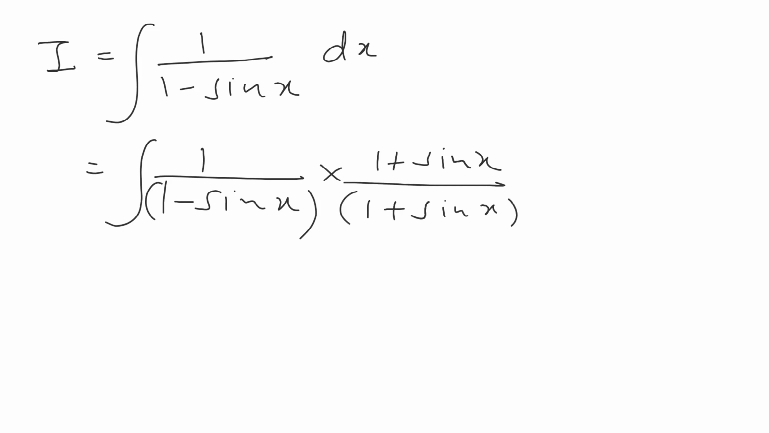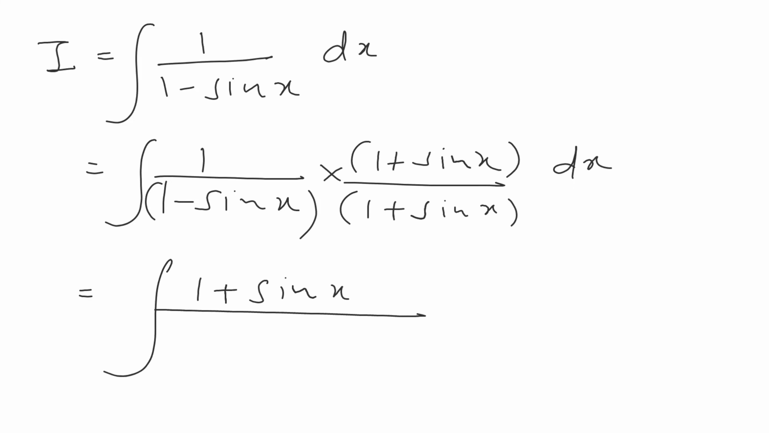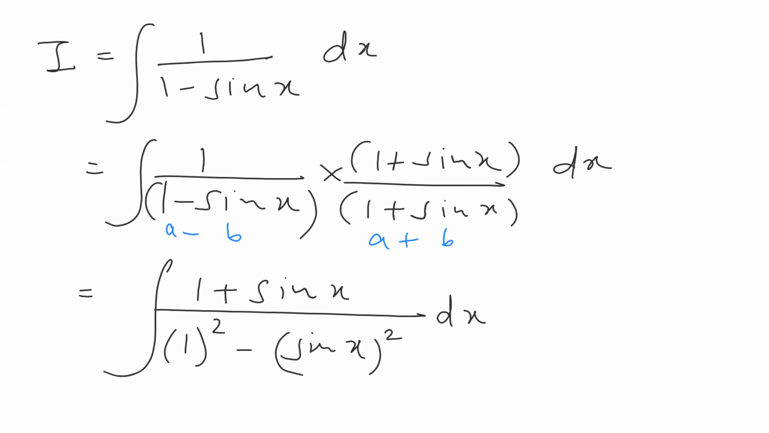1 plus cos, 1 minus cos in the denominator, we take the half angle form. But 1 plus sin, 1 minus sin, we will take conjugates. Multiply and divide with the conjugates. So this is 1 plus sin x, 1 square minus sin x the whole square, because this is a minus b into a plus b.